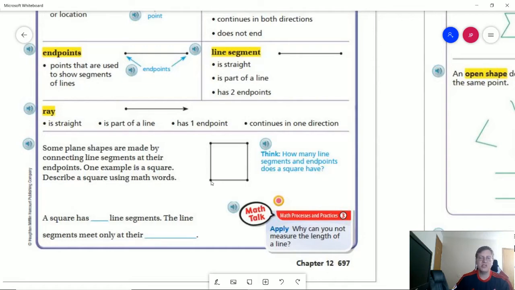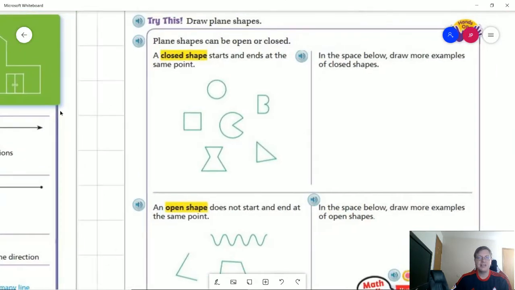As we do more work with this, you will see that term to describe what we would call the endpoints that make up one of these shapes that we're going to be studying. So a square is going to have four line segments, and the line segments only meet at their endpoints. I'm just going to abbreviate that EP. And let's go on to our next page.